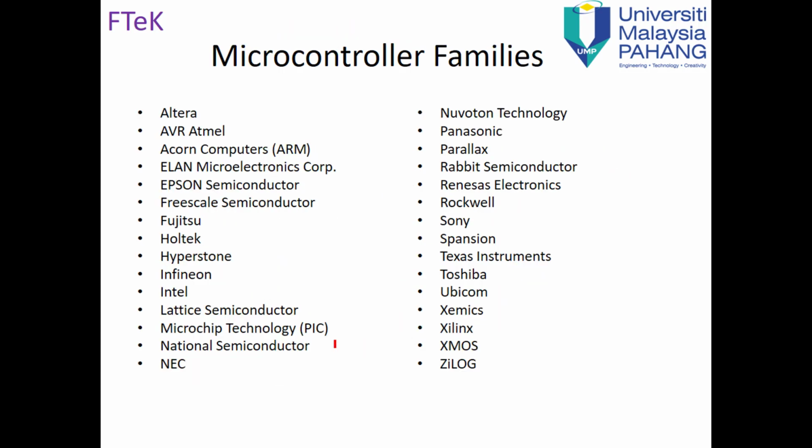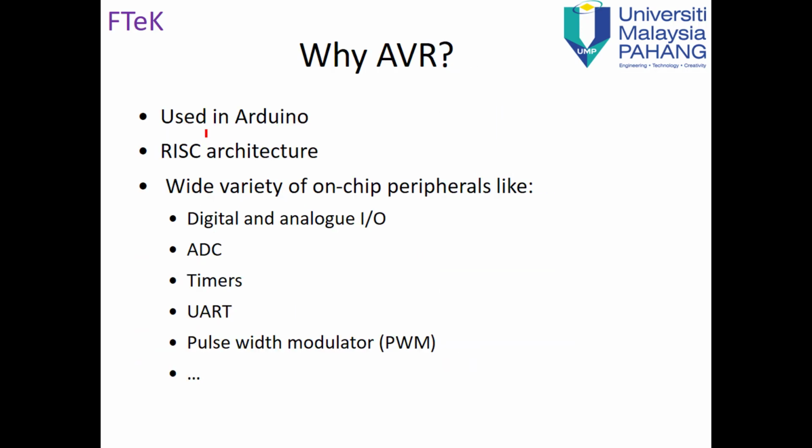When we speak about microcontrollers, there are a lot of families and a lot of devices which can be considered microcontrollers. We have Altera, AVR, Korn, Epson, Intel, NEC, Toshiba, Texas Instruments, and so on. Many of these corporations make microcontrollers. We are going to speak about the AVR, which is manufactured by Atmel. So why do we choose AVR? In this course, we link it with Arduino. Arduino is very popular, and the AVR family is used in Arduino.